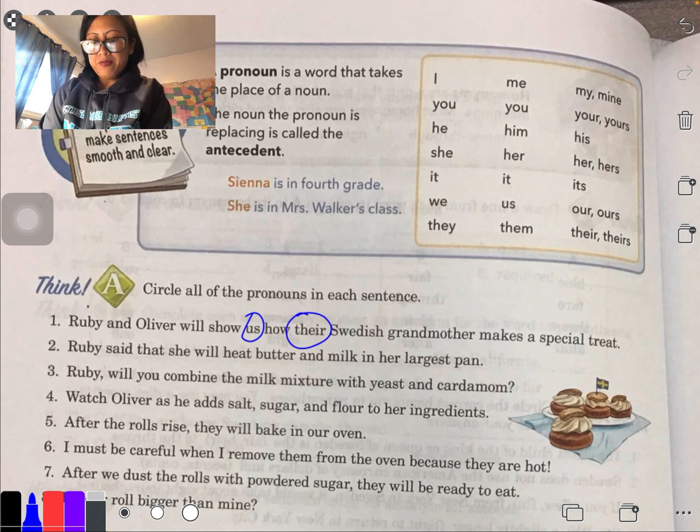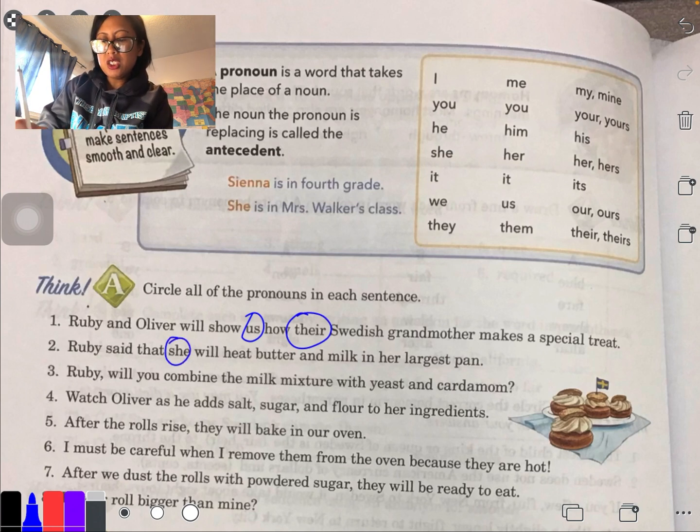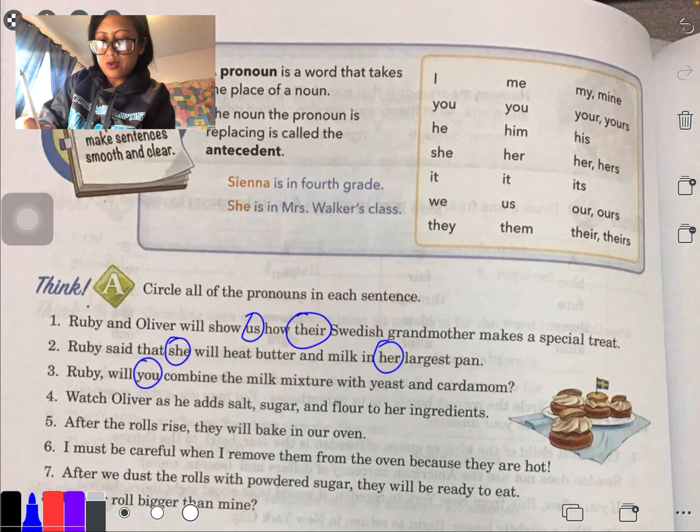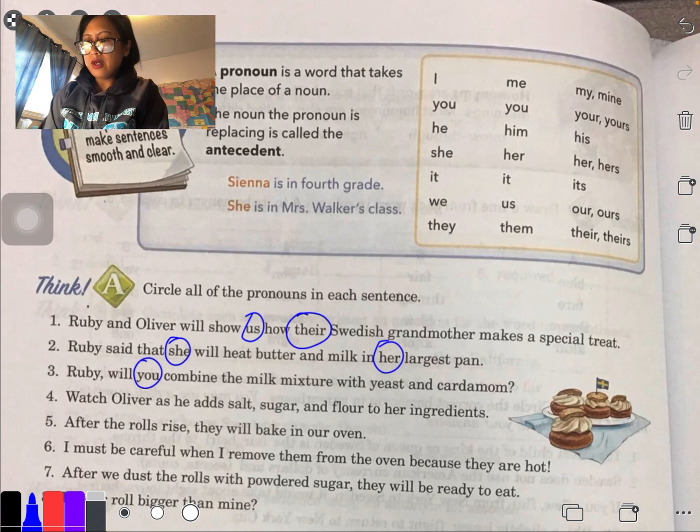Number 2. Ruby said that she will heat butter and milk in her largest pan. I see 2 pronouns again. Do you? I see she and her. Okay, number 3. Ruby, will you combine the milk mixture with yeast and cardamom? I only see 1 pronoun. You. That's it.